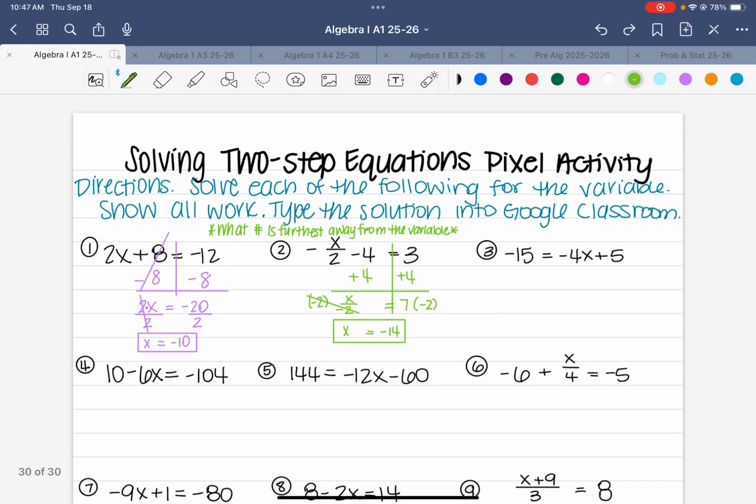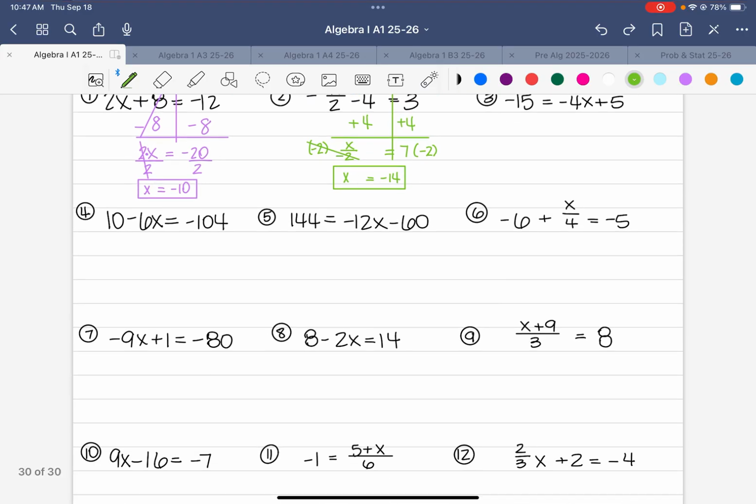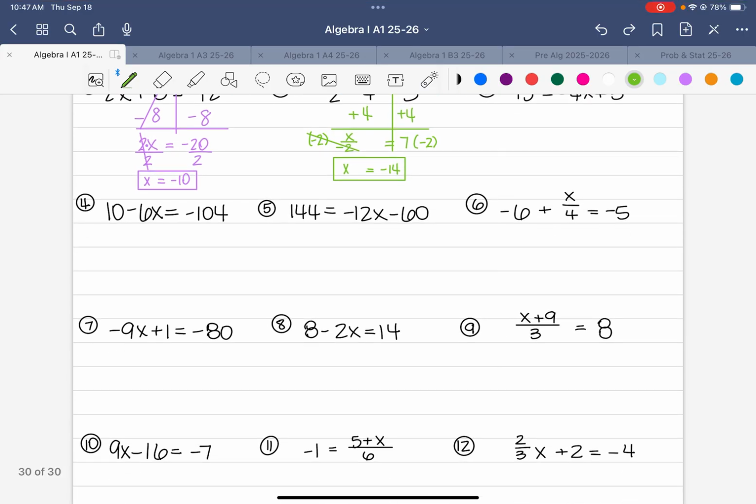Any questions? Please, I have an answer key that I'm going to leave. So if you have any questions, you can refer to my answer key, but that does not mean you copy it down. That's called cheating. Good luck to you.